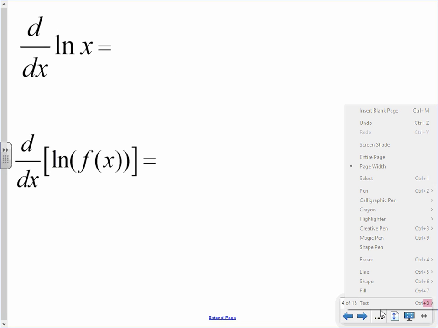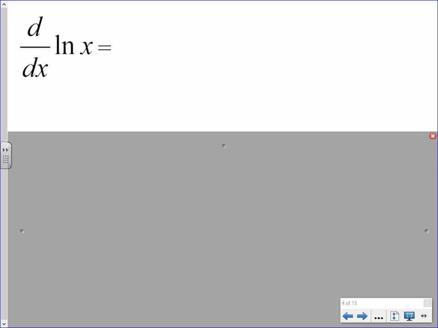Let's talk about derivative rules. The derivative of the natural log of x. Are you ready? The derivative of the natural log of x is 1 over x. That's it. Yes, this goes into your memorize category.